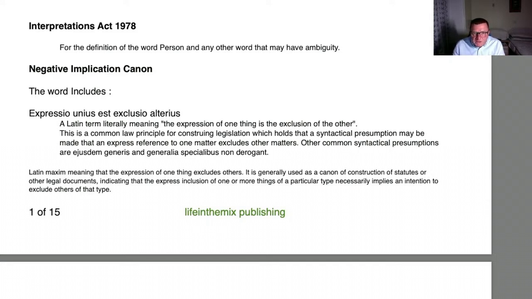This is a common law principle for construing legislation, which holds that a syntactical presumption may be made that an express reference to one matter excludes all other matters. Other common syntactical presumptions are ejusdem generis and generalia specialibus non derogant.